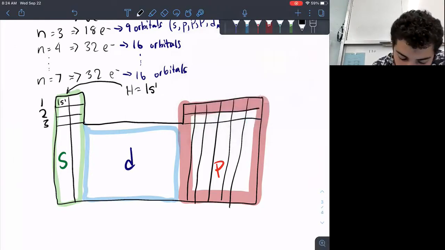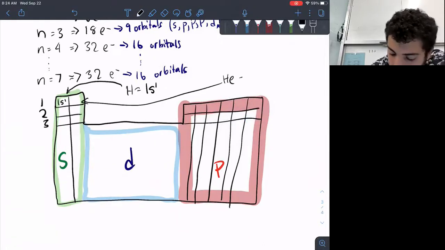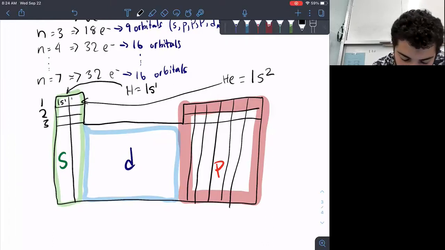If we move on, we have helium right here. Again, first energy level, only the S, and it has 2 electrons, or it's in the second position. You can read it like that too, so it's 1s2.